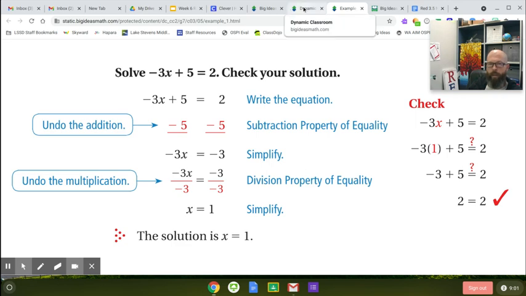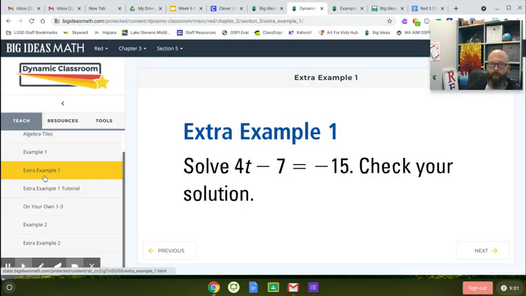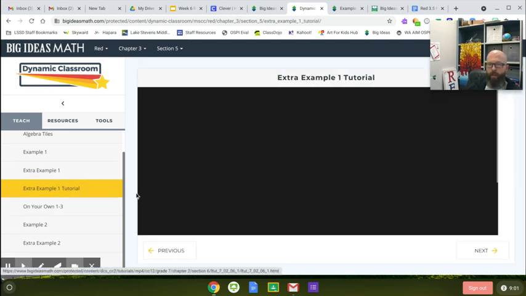All right, let's take a look at another one here. We have 4t minus 7 equals negative 15. Let's watch their tutorial and see how they do it.